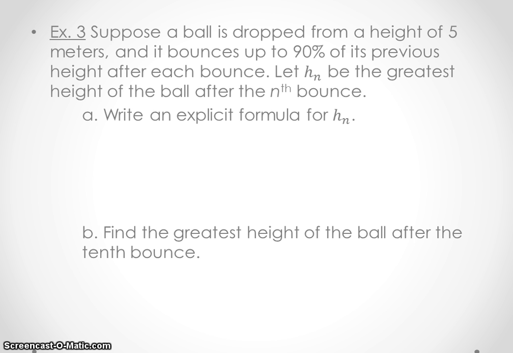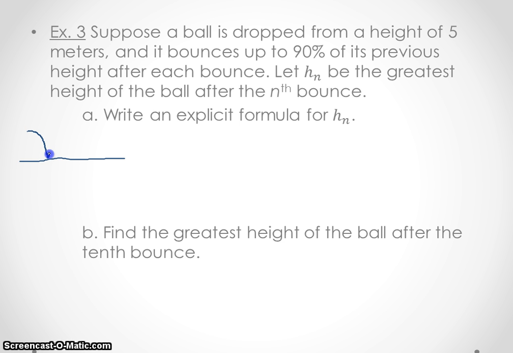Alright, example 3. Suppose a ball is dropped from a height of 5 meters and it bounces up to 90% of its previous height after each bounce. Let h sub n be the greatest height of the ball after the nth bounce. So essentially, if we wanted to draw a picture, we're starting out at a height of 5 meters and we hit the ground. Sorry, that is a flat ground.